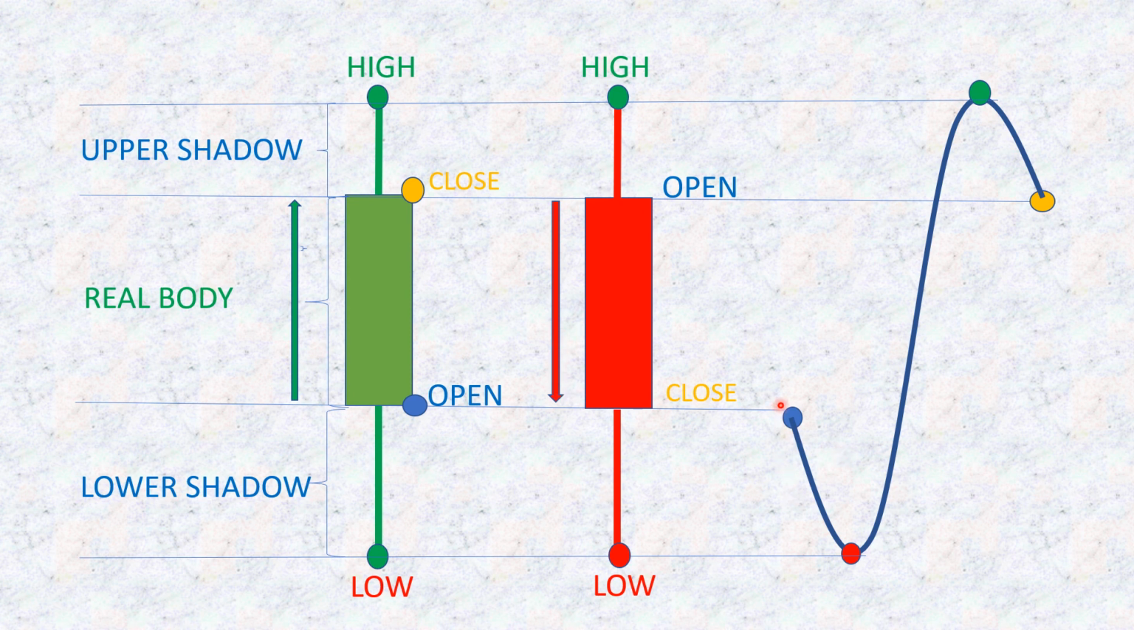Now the cycle here is for the green. It starts from here, open. It comes down to the lower shadow. It increases up to the higher shadow, and finally it closes here. And for the red candle, it opens here. It goes up to the upper shadow. It comes down all the way to the lower shadow, and finally it goes up and closes here.